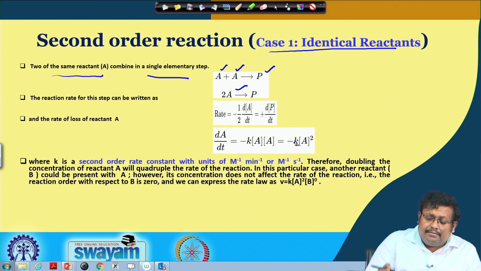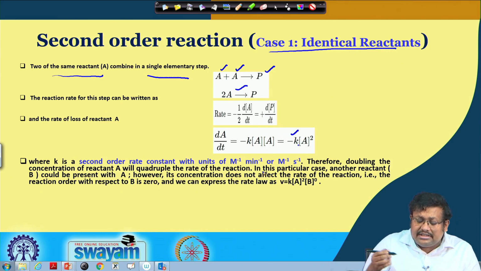So from here, this K is a second order rate constant with units of per molar per minute or per molar per second. Therefore, doubling the concentration of reactant A will quadruple the rate of the reaction.